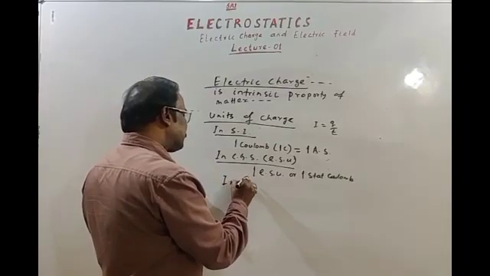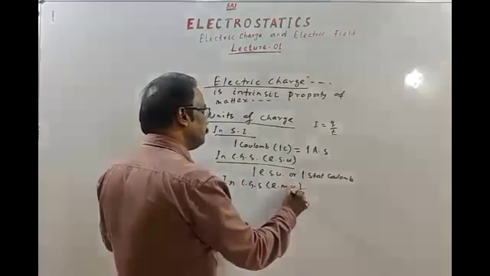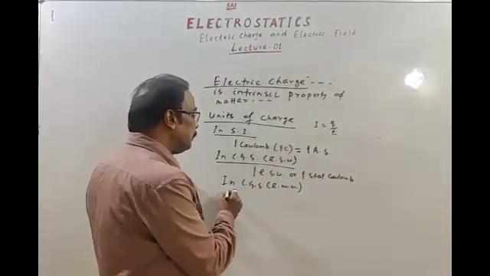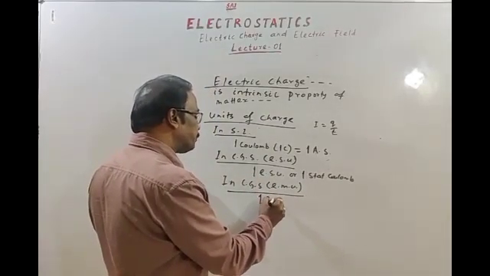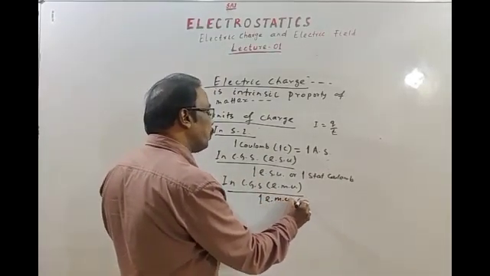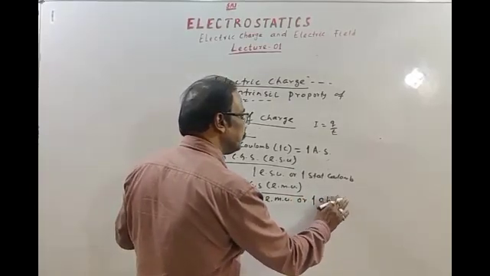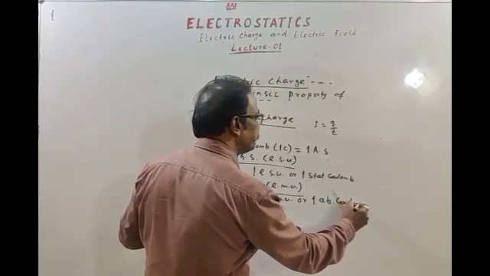In CGS EMU, we will establish a relationship between the coulomb and the EMU of charge. In CGS EMU, the unit of charge is 1 EMU of charge or 1 absolute coulomb. Absolute coulomb is written like this.